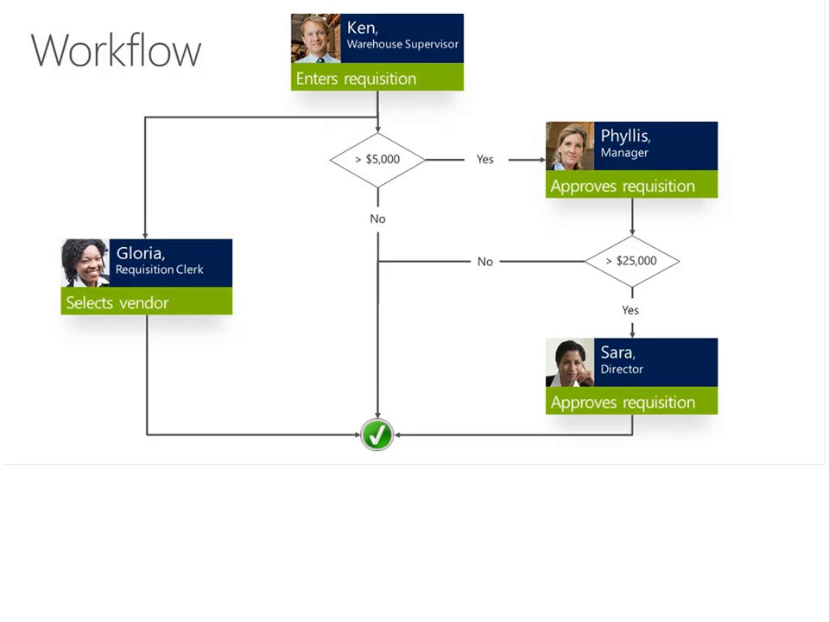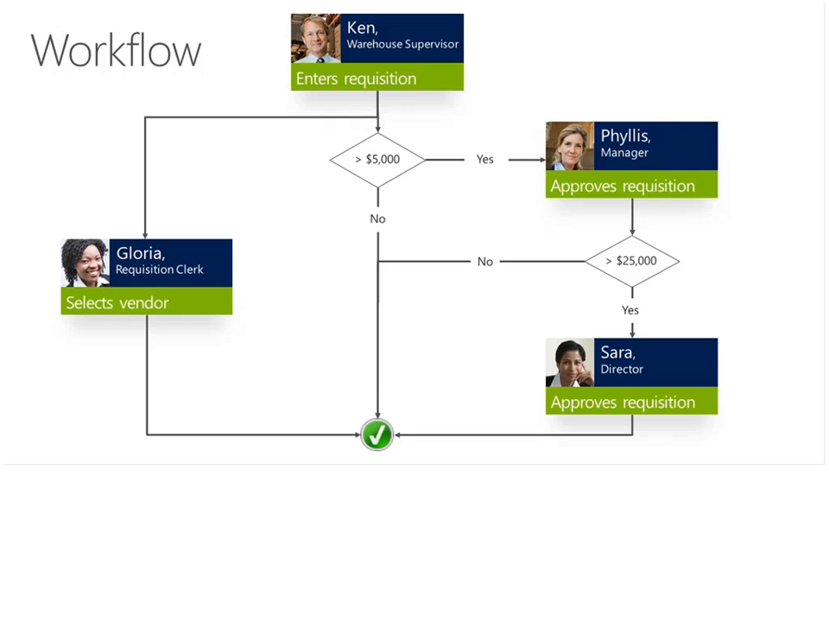But before that happens, we want a few things to take place. So we set up a workflow of actions and approvals that have to happen before we allow the clerk to go ahead and create a purchase order. For the company in the example we use in this presentation, we have a requisition clerk, Gloria, and we want her to be the person that goes in and selects a vendor and makes sure we have the right vendor selected for that requisition.